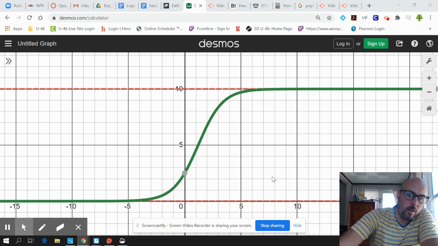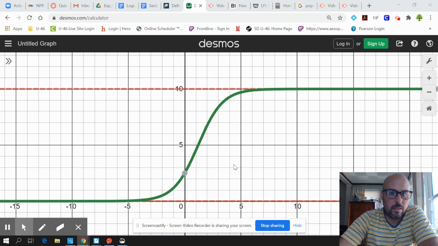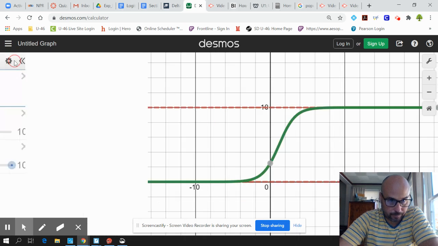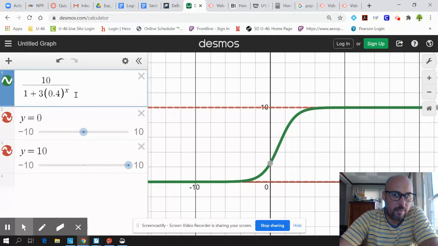Hello, everybody. So, we haven't talked about something called a logistic function, and that's what this is right here. So, here is this specific one. I'm talking about the green function. Is this 10 divided by 1 plus 3 times 0.4 raised to the x?